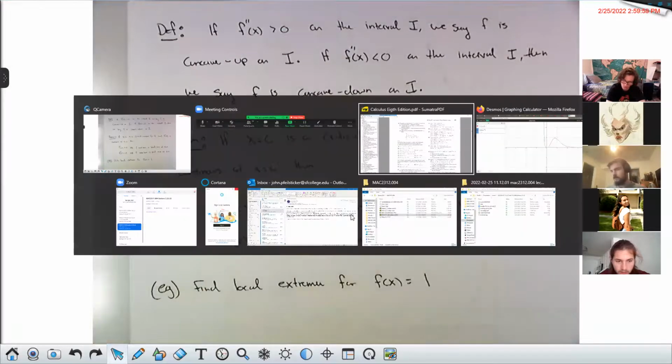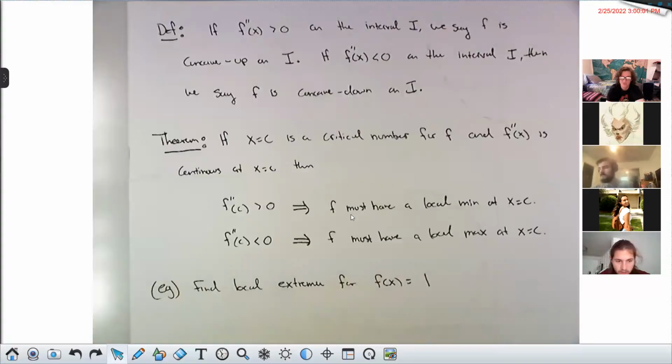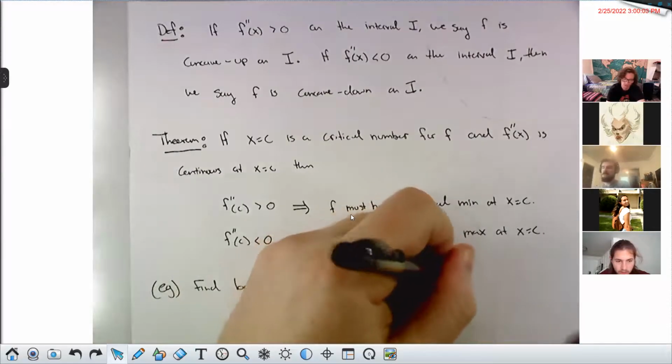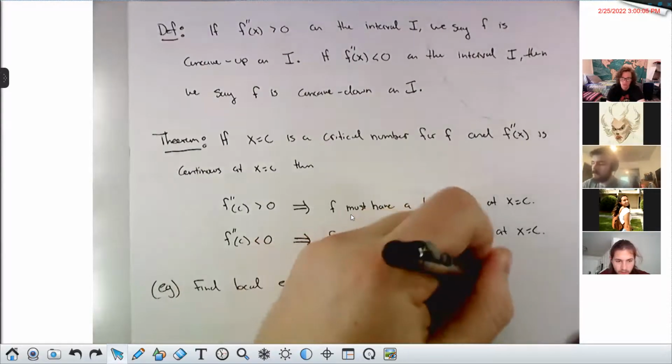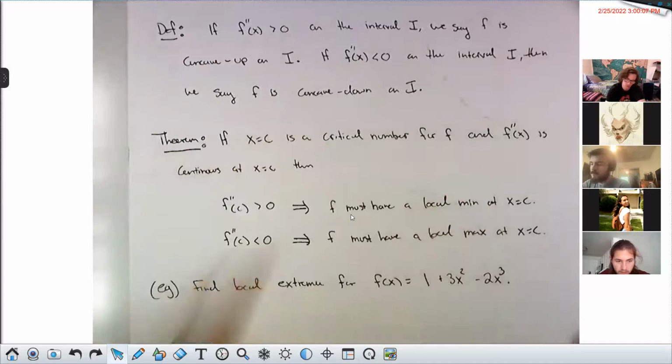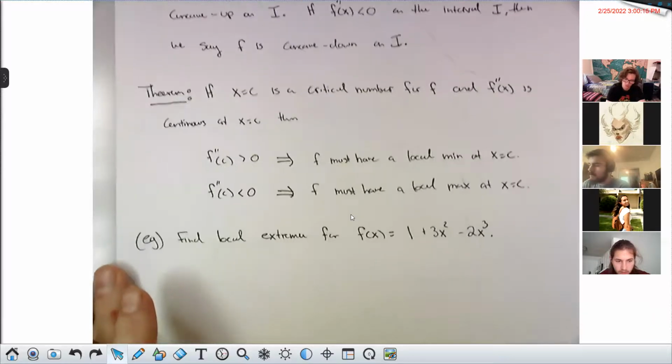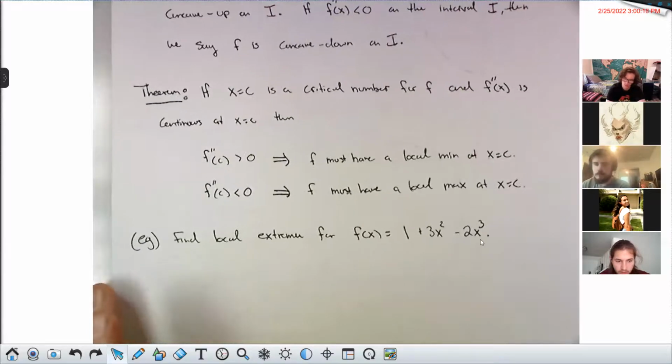Minus 3x squared plus 2x cubed. And we have a choice here whether to use the first or second derivative test. I will go ahead and use the second derivative test. We've already done an example of the first. We know that using the first derivative test means building a number line or a sign chart for f prime.